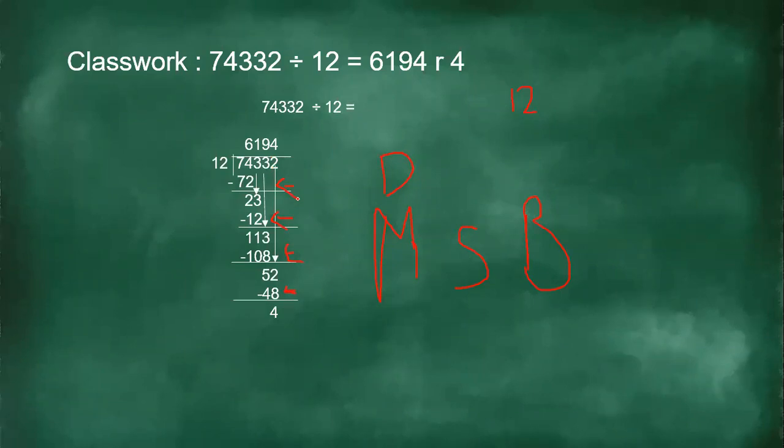Especially like 23. 23 said, okay, it goes once into me. Okay, 1 times 12 is 12. 23 minus 12 is 11. Down the 3, etc., etc.